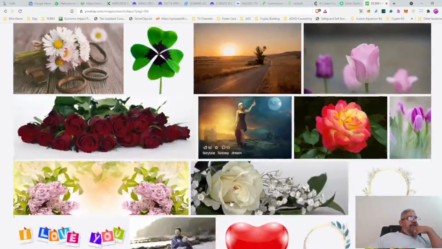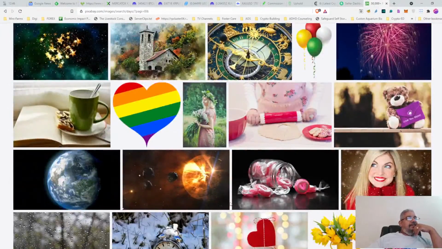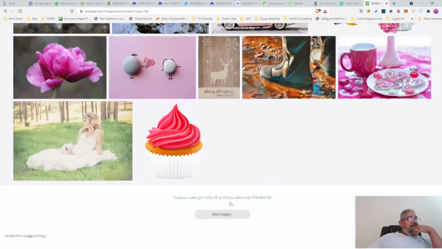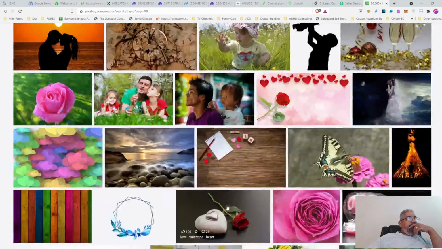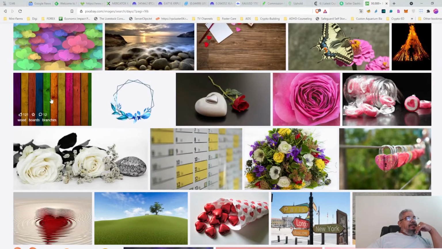You have all the days here: Mother's Day, Father's Day, Valentine's Day. I'm sure we're going to see Christmas Day sooner or later, and whatever other days there are. Here is the fence, the multicolored fence again, without anything on it.